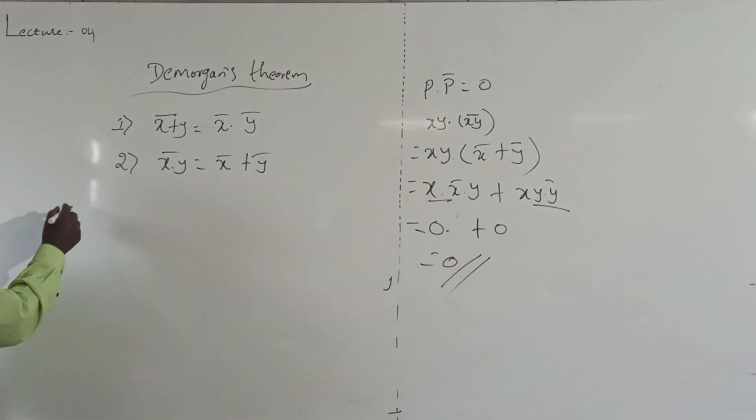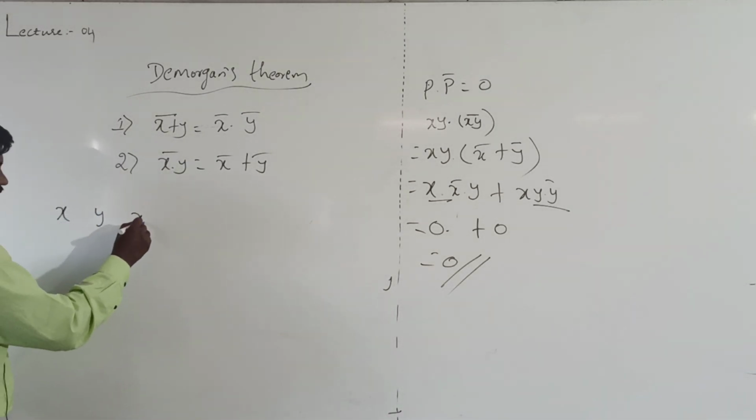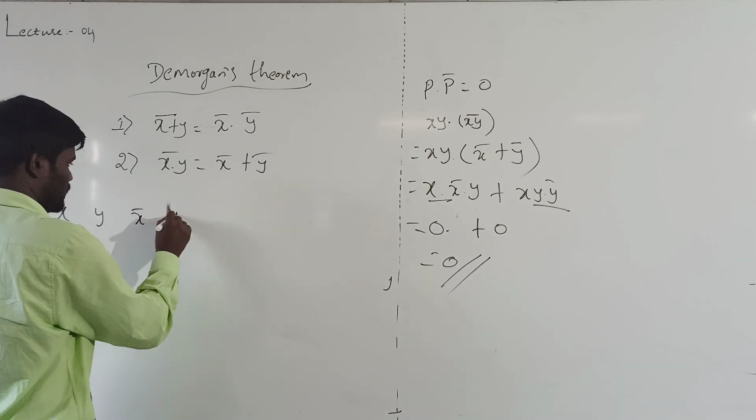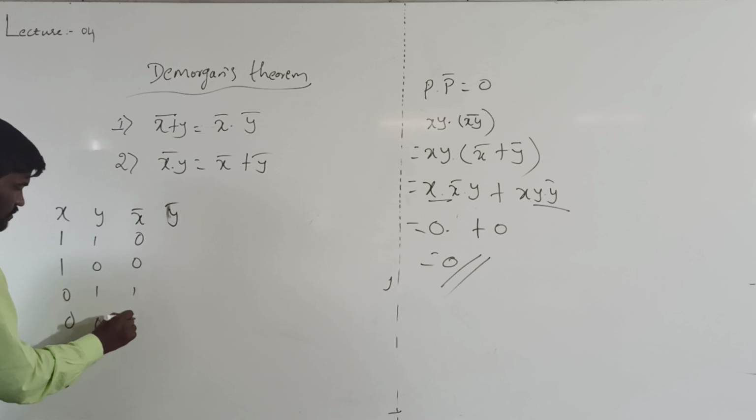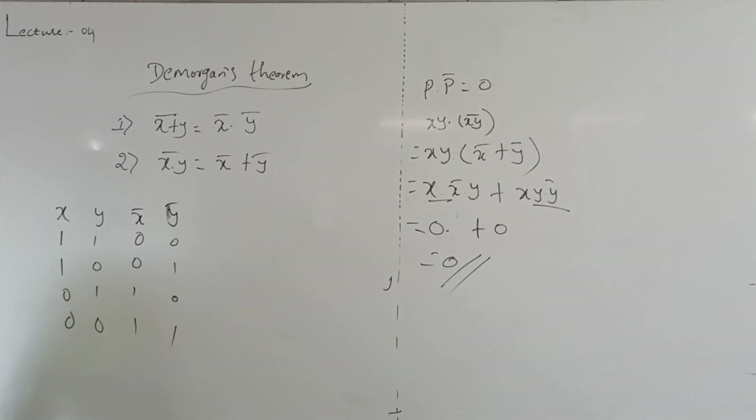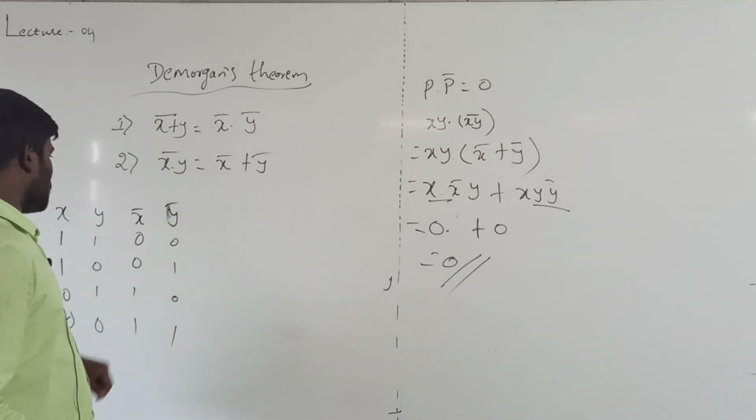So using the truth table, we have x, y, x bar and y bar. First I can write 1, 1, 0, 0 and 1, 0, 1, 0. X bar is the opposite of x. Then x into y whole bar is there.